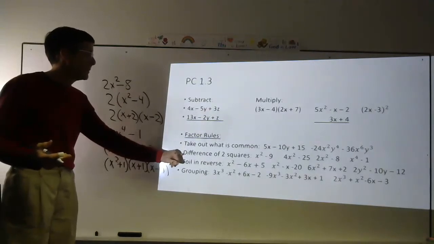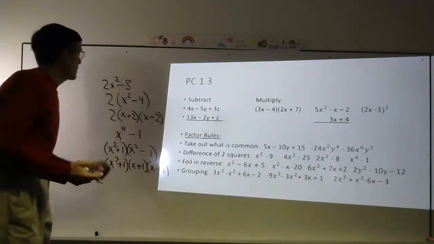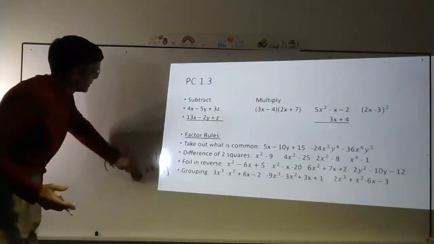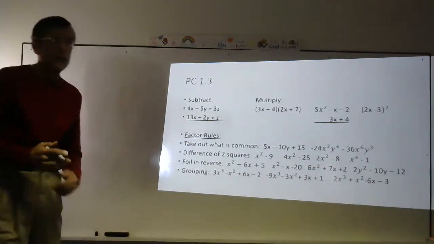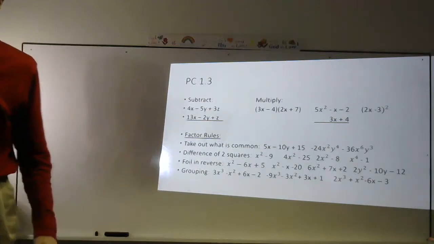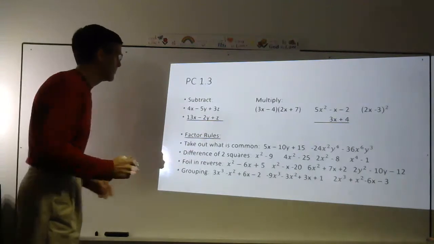So we've done 2 rules of factoring. Take out what's common, and the difference of two squares. All right? We come to the next rule of factoring, which probably is the hardest. We're going to do FOIL backwards. Okay? There are a lot of different rules you can employ to do FOIL backwards.